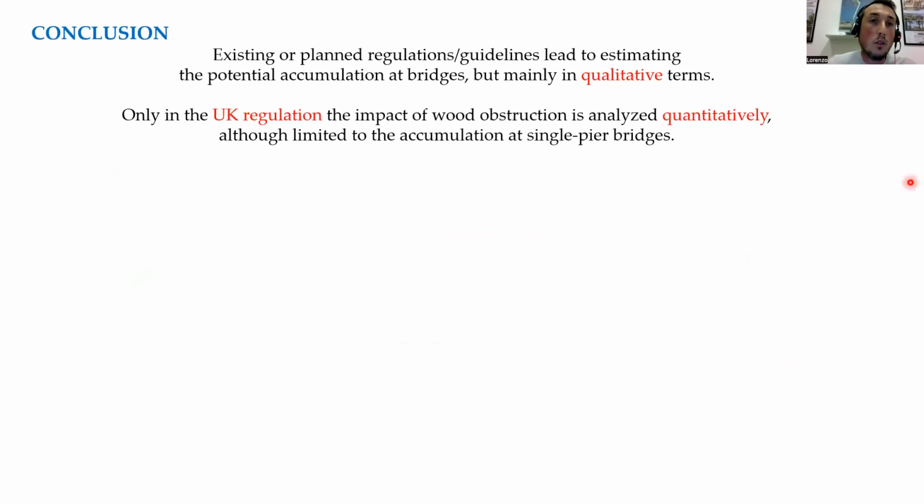So in order to conclude, there are already existing or planned regulations or guidelines to lead the estimation of the potential accumulation at bridges, but most of them are only qualitative. Only for the UK regulation, the impact of the wood obstruction is analyzed quantitatively, although limited to the accumulation at a single pier bridge. So without considering the span blockage accumulation method.